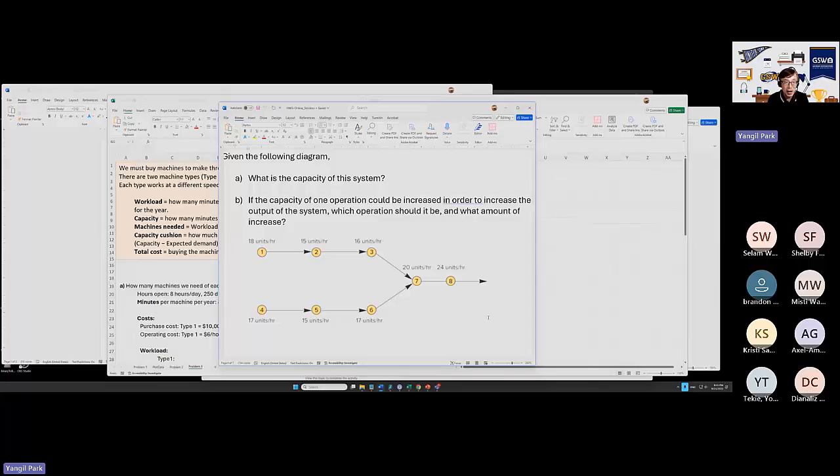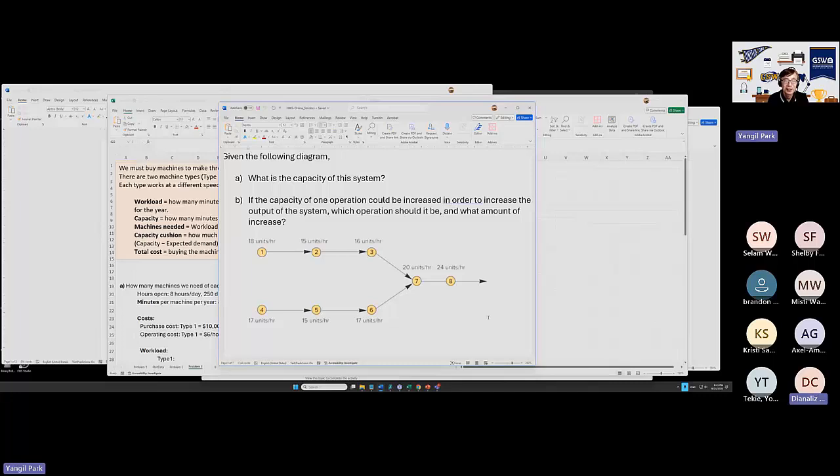Same thing from the bottom row, 17, 15, 17. But again, it ends up at station 7. You cannot get away from 7, right? So 7 is kind of a bottleneck, meaning it can handle only 20. No matter how much is coming to 7, that's all they can do.